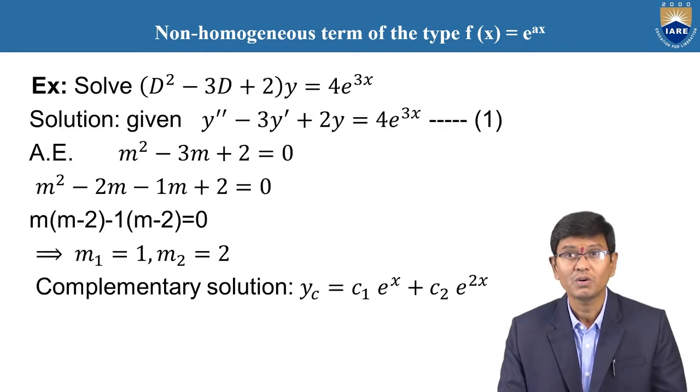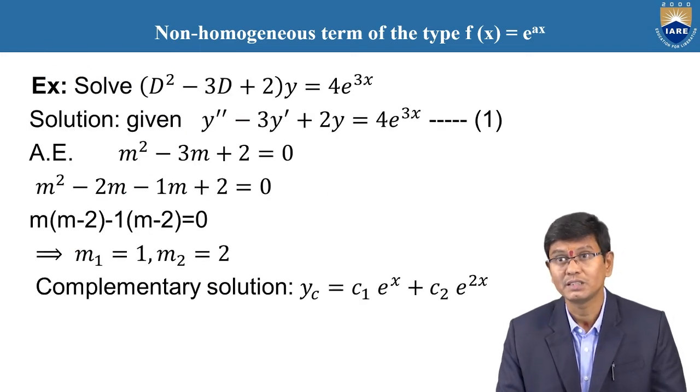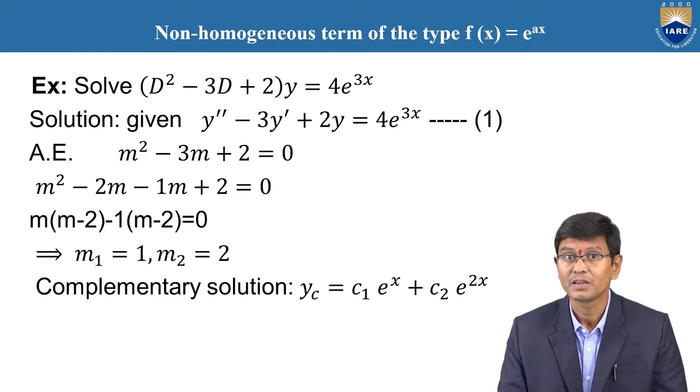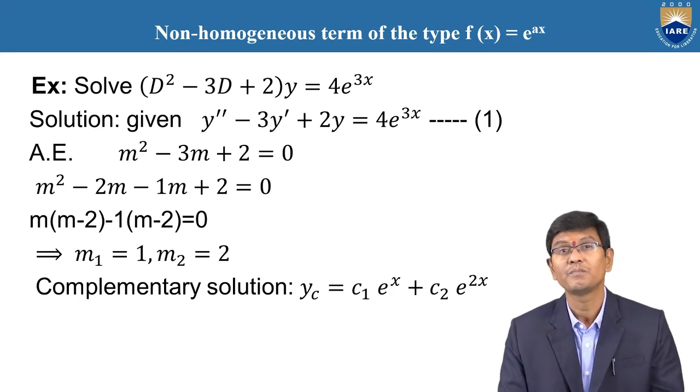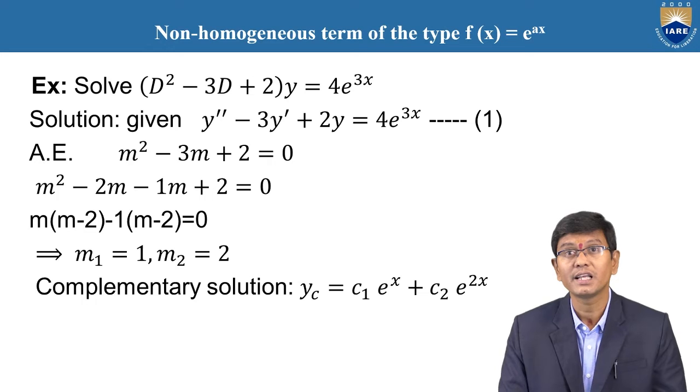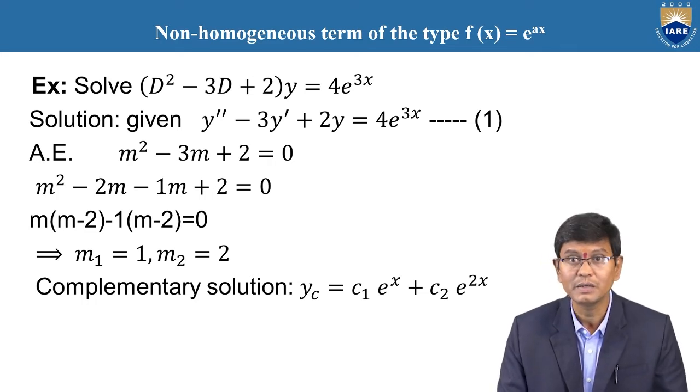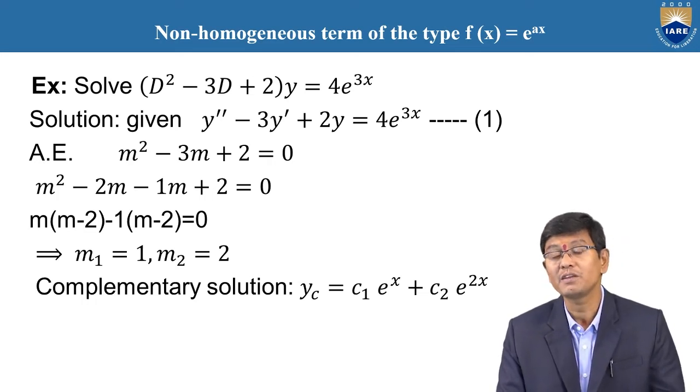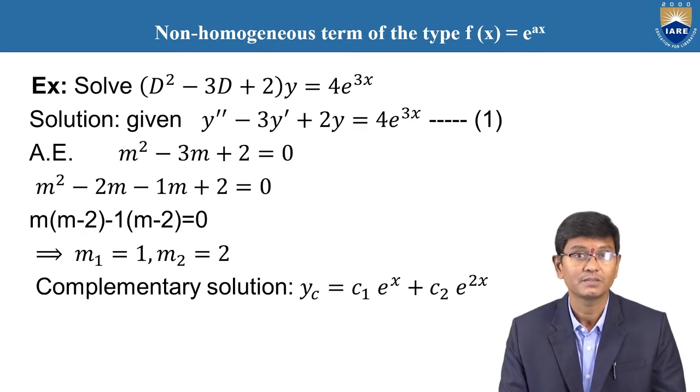Next one, solve (D square - 3D + 2) y = 4 e power 3x. When we observe this problem, the LHS and RHS are given, and we are asked to find the solution. That means we need to find the complementary function as well as the particular integral.